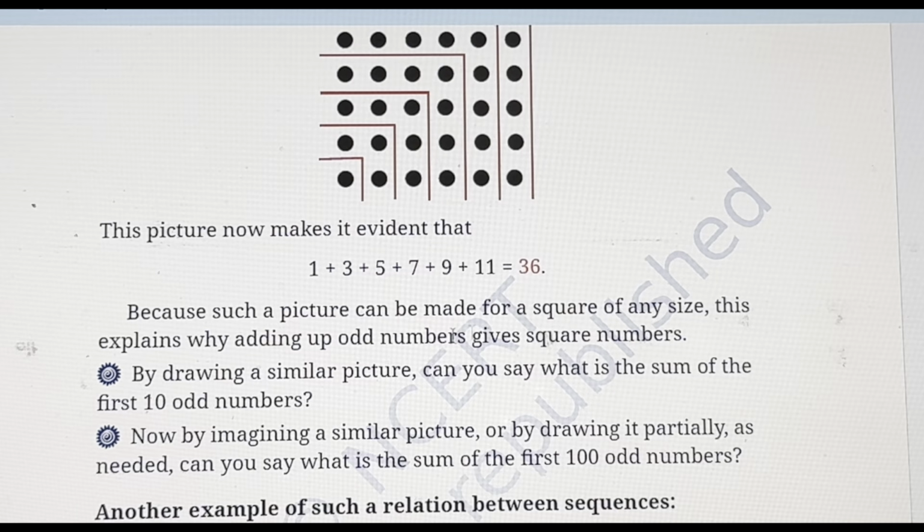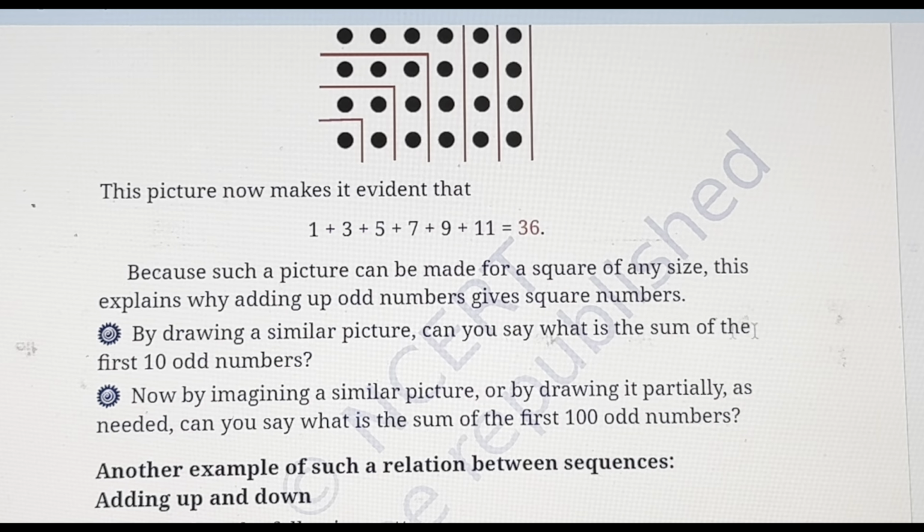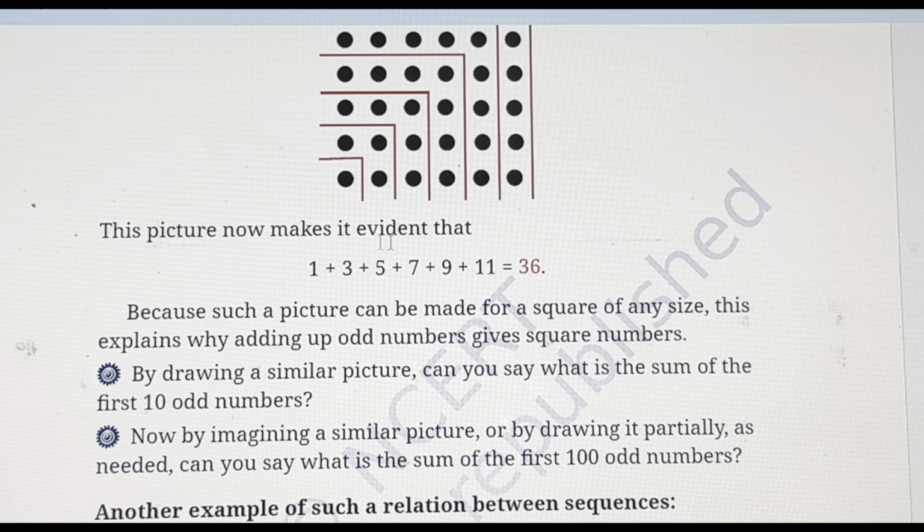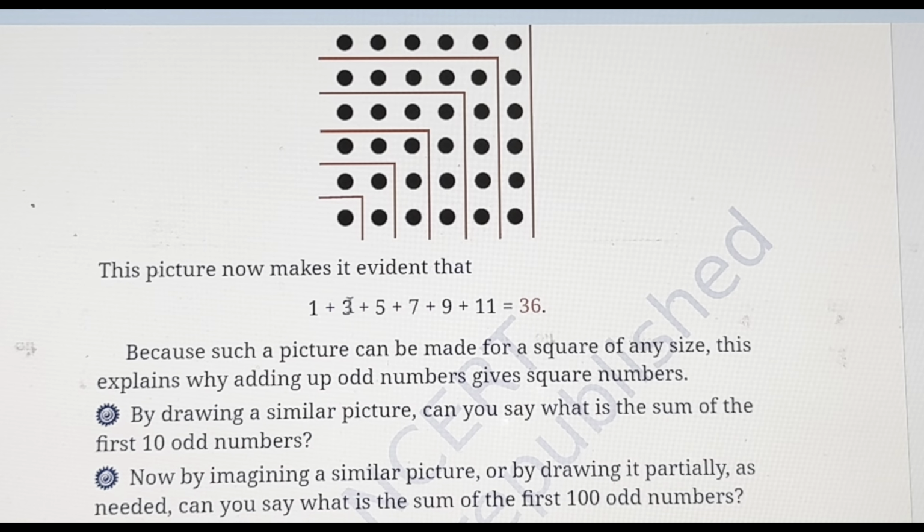Now, because such a picture can be made for a square of any size, this explains why adding up odd numbers gives square numbers. By drawing a similar picture, can you say what is the sum of first 10 odd numbers? Right, that you can try, but without drawing also, you can say the sum of 100 odd numbers, 10 odd numbers, whatever number of odd numbers there are. Just see here, how many odd numbers have we added? 1, 3, 5, 7, 9, 11. So a total of 6 odd numbers are there. So 6 squared is 36, right?